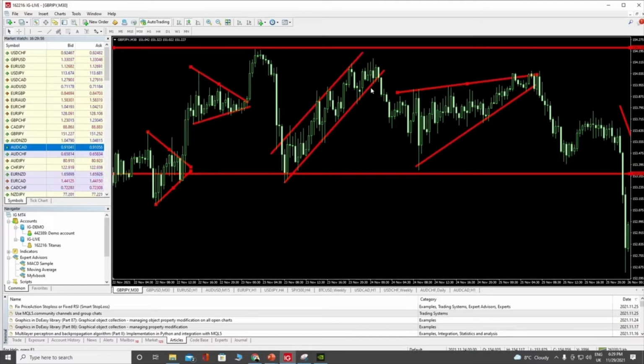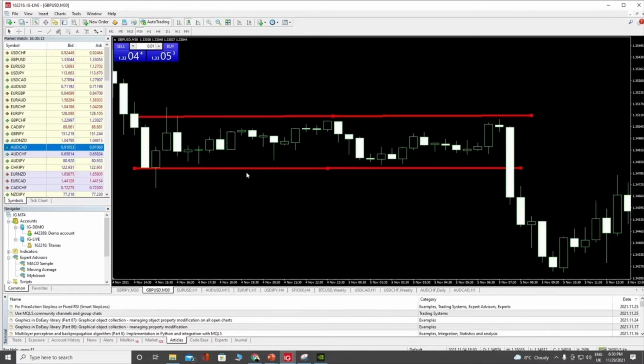Many times the channel might not be clear, and you might have some wedges and some other technical patterns inside the channel. This is very common. That's why sometimes it might become confusing, and if you change time frames, sometimes the channel will be much more clear to identify, much more smooth.